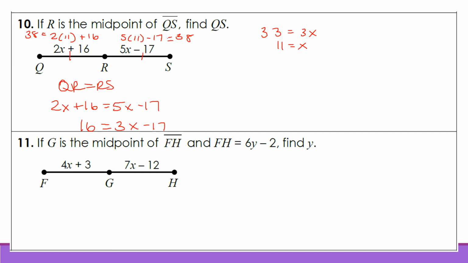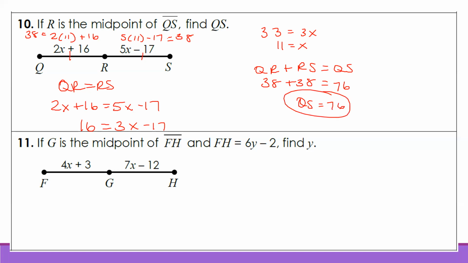So if QR is 38 and RS is 38, then the length of QS, this is where our segment addition is going to come in, right? Because the two small segments have to add up to the big segment. And since each segment's the same, we can say 38 plus 38. Or if you really wanted to, you could do 38 times 2, same thing. We get 76. So QS is 76.